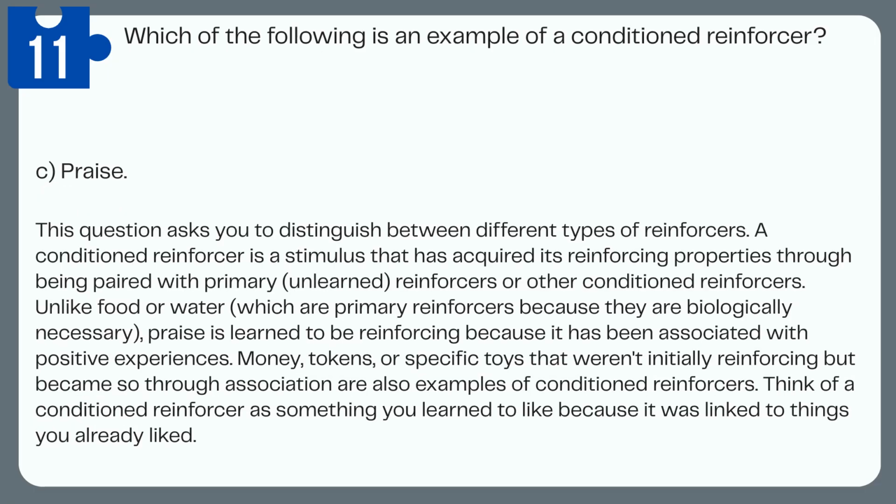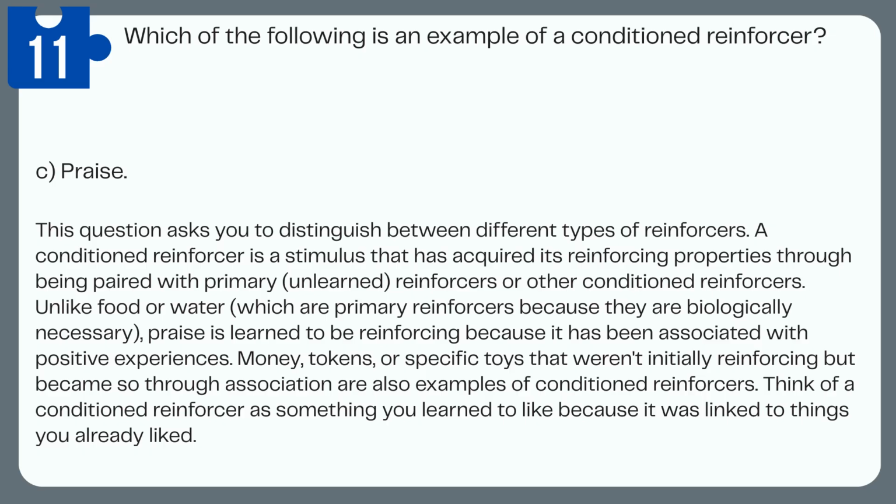Answer C. Praise. This question asks you to distinguish between different types of reinforcers. A conditioned reinforcer is a stimulus that has acquired its reinforcing properties through being paired with primary, unlearned reinforcers or other conditioned reinforcers. Unlike food or water, which are primary reinforcers because they are biologically necessary, praise is learned to be reinforcing because it has been associated with positive experiences. Money, tokens, or specific toys that weren't initially reinforcing but became so through association are also examples of conditioned reinforcers.